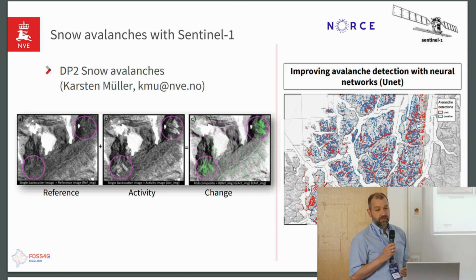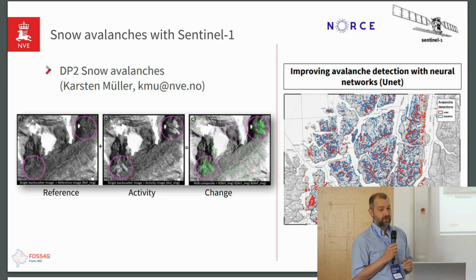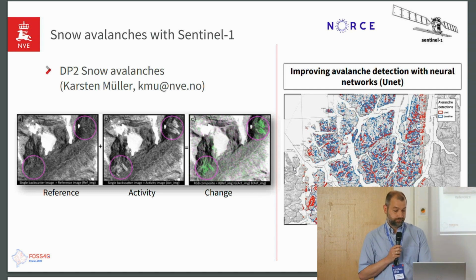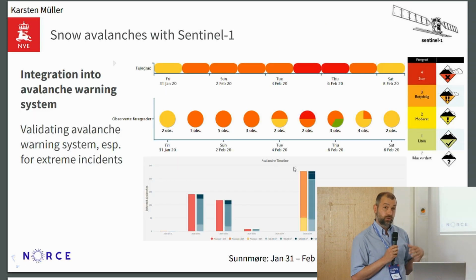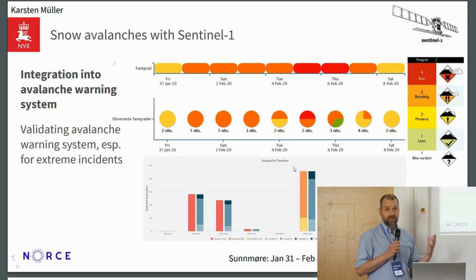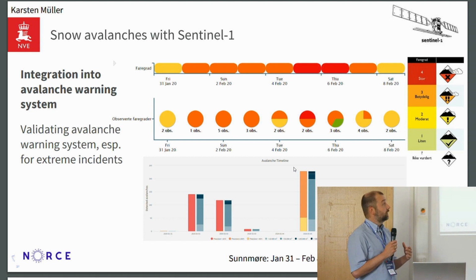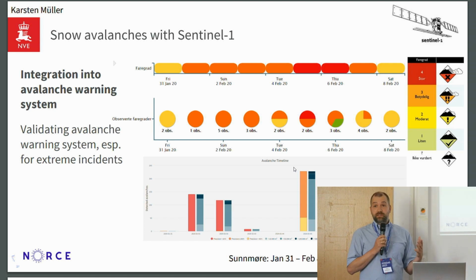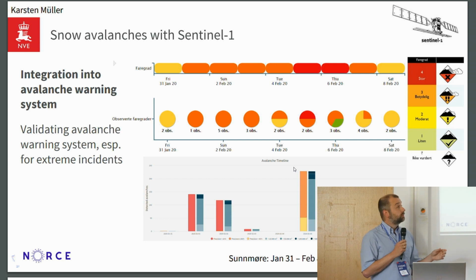We're currently using a machine learning approach to identify the avalanche areas, and our science partner Norse is working on improving this by using neural networks and deep learning. But we're not using those delineations of avalanches for disaster management, but rather to evaluate the warning systems that we have in place. One of the important tasks of my colleagues is to put out warning messages to the general public about the risk for avalanches.